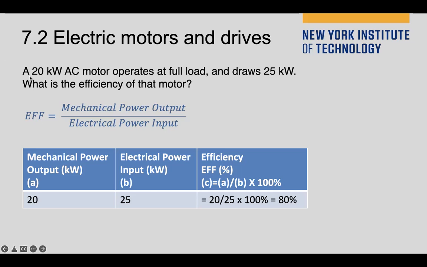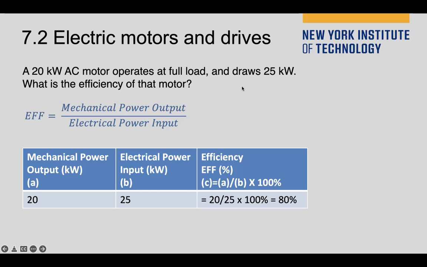So the question is, a 20 kilowatt AC motor operates at full load and draw 25 kilowatt. What is the efficiency of the motor? So we also in our mind, we have this equation, and we try to substitute the number in these two parameters. One is output. So 20 kilowatt AC motor operate at full load. It already tell you the motor right now at full load. Full load, that means it connects something and the motor is operating.